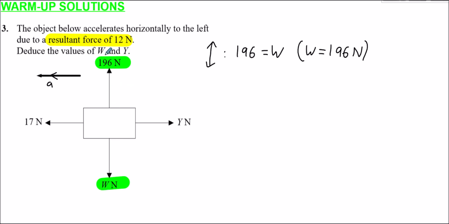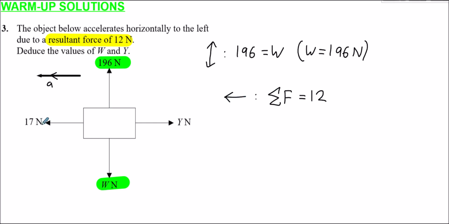However, we're told the object's accelerating horizontally to the left. So what we can do now is use the idea of F equals ma, if we needed to. Here though, we're not told the mass, so that's not an issue. We are told the resultant force is 12. So going this way, the resultant force must be 12 in this left direction.